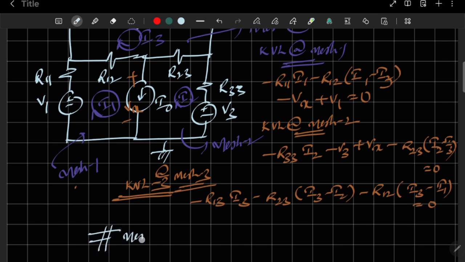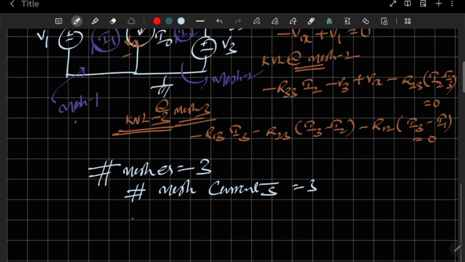Number of meshes is 3, number of mesh currents is 3. So the number of mesh currents to be calculated is equal to 3.